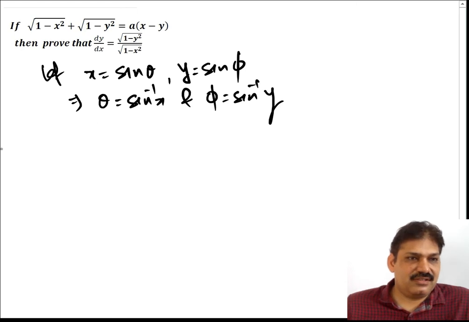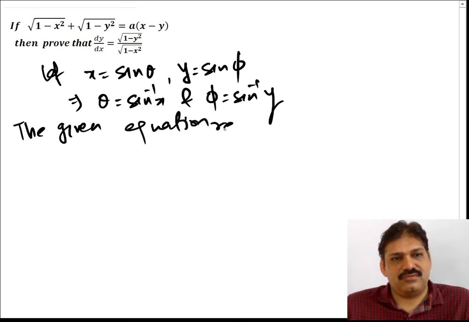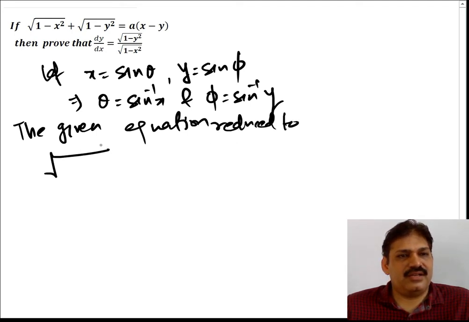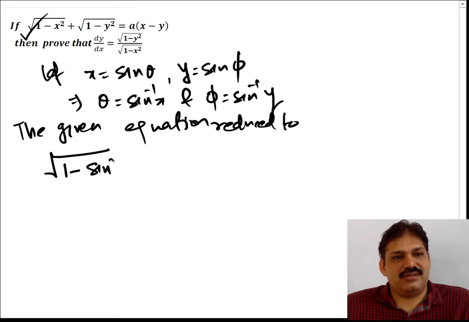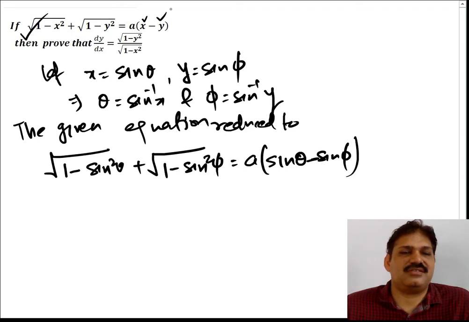So what we get is, the given equation reduces to under root of 1 minus x square, which means 1 minus sine square theta, plus under root of 1 minus y square, which means 1 minus sine square phi, is equal to a times of sine theta minus sine phi, because we have taken x as sine theta and y as sine phi.